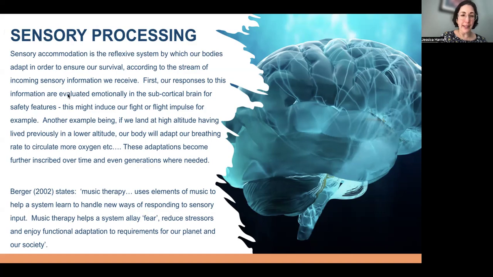So first, our responses to this information are evaluated emotionally in the subcortical brain. So this lets us know, are we safe? And this might induce our fight or flight impulse, for example. And a practical example of this might be if we landed in Chile at high altitude. Although we might struggle initially, our body is going to adapt our breathing rate to circulate more oxygen. And this is a beautiful example of how our bodies can respond and adapt according to our sensory information. So these adaptations become further inscribed over time and even through generations where needed.